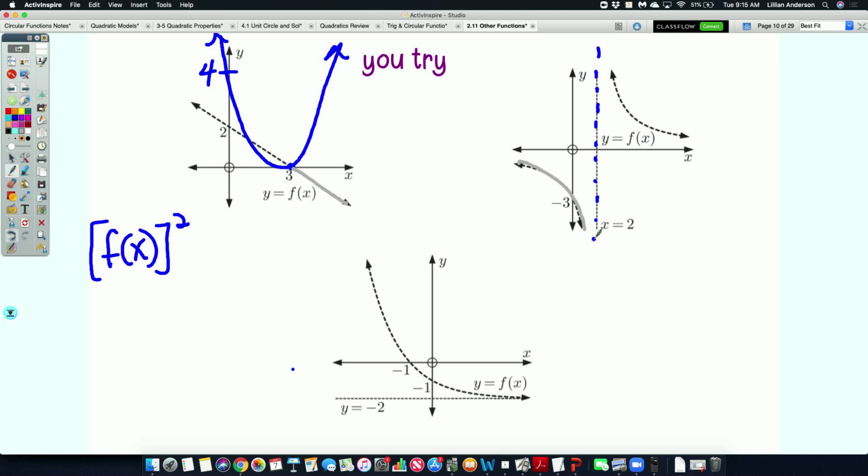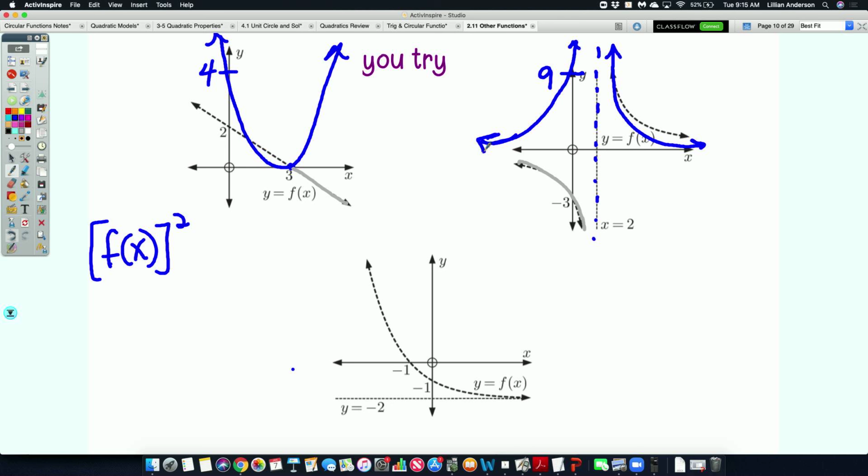Did you draw that? Okay? Still holding true to your horizontal asymptote as well. And then this gray part here is going to need to be above the x-axis. It does have a y-intercept at -3, so where should the y-intercept be on the squared function? +9. So at some point you should hit 9 on your y-axis. Okay? Yes? Okay.